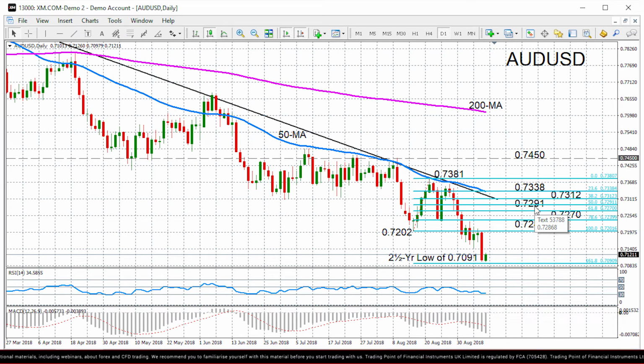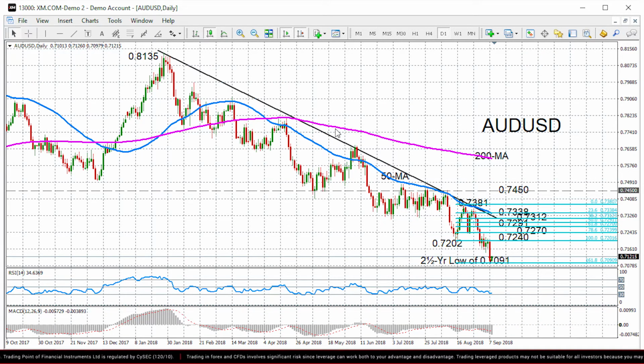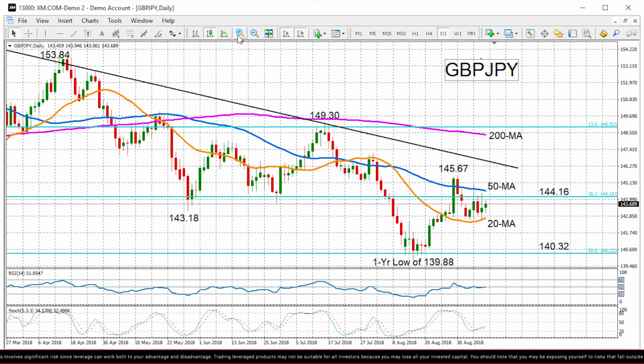0.7291. A break above the 50% Fibonacci could help shift the focus back to the upside and be able to target the 50-day moving average, which is currently at the 23.6% Fibonacci at 0.7338. In the medium term, though, we can see the Aussie dollar is still in a downtrend, and that bearish outlook isn't likely to change anytime soon.